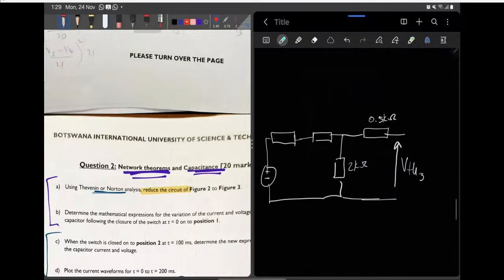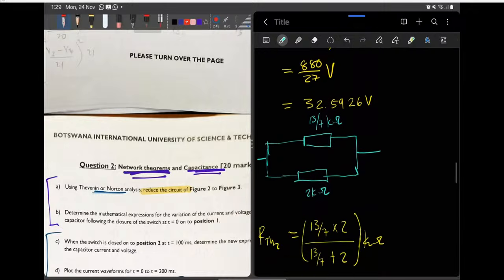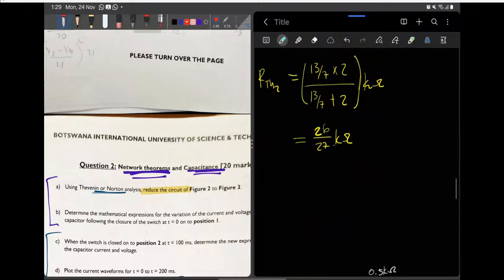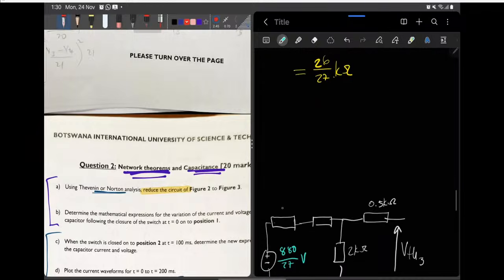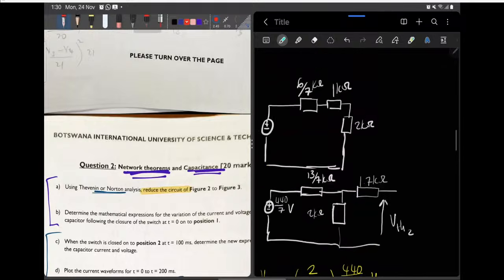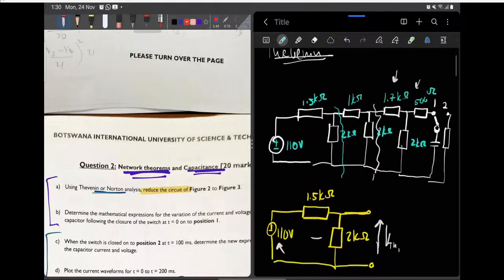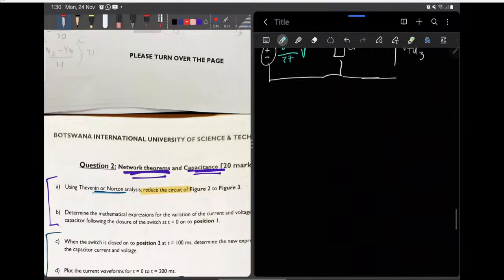So now what we're going to do is put the values of the things that we found. We found 880 over 27 volts. Then we have 26 over 27 kilo ohms. Then here we are going to have the other value, which is 1.7 and 2 and 500. So this is going to be 1.7 kilo ohms. Right.